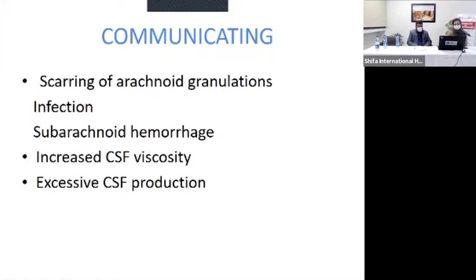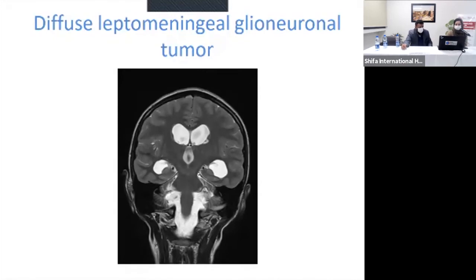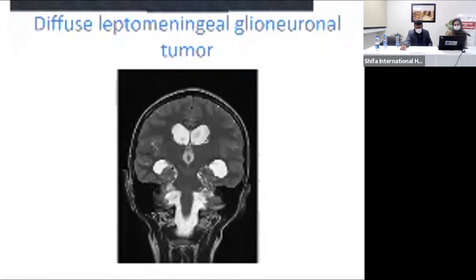Other causes include increase in CSF viscosity as a result of increase in protein production from CSF tumors. Another rare cause of excessive CSF production is choroid plexus tumors. This is an MRI showing communicating hydrocephalus, in which we can see there is enlargement of all the ventricles, and it is caused by a leptomeningeal glioneuronal tumor.